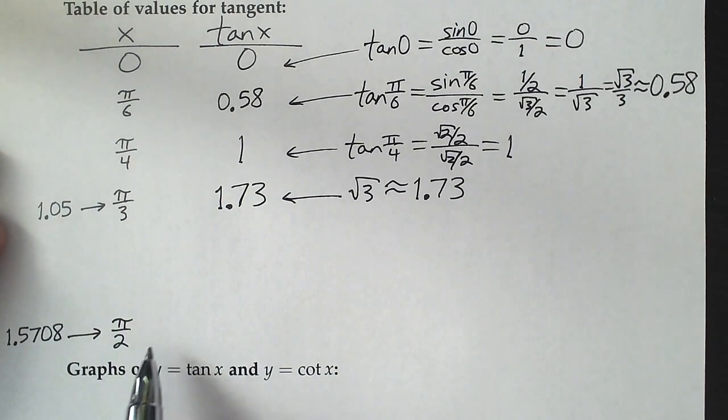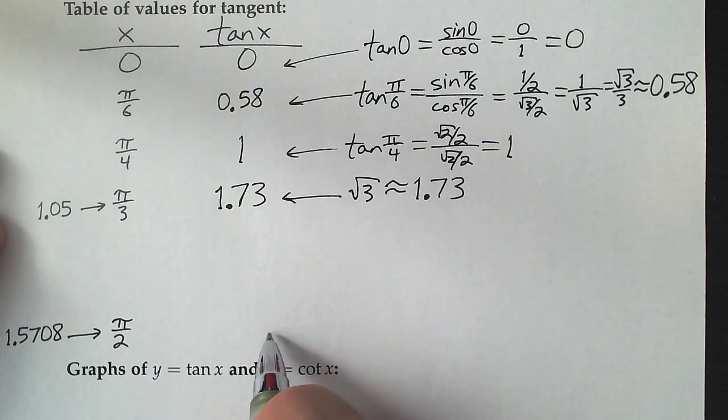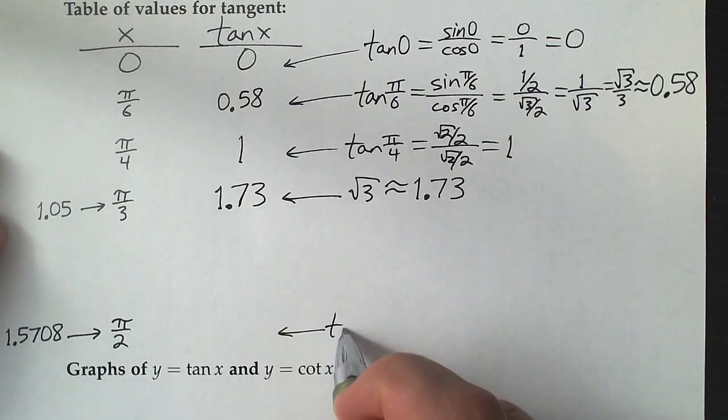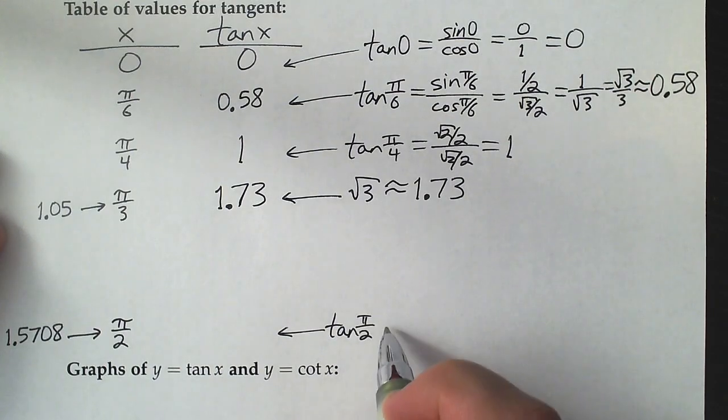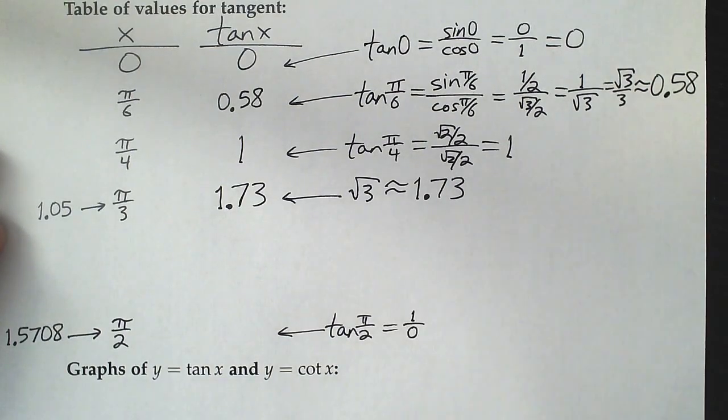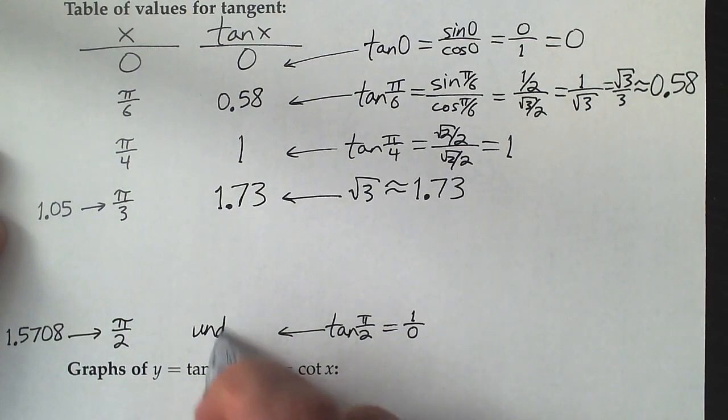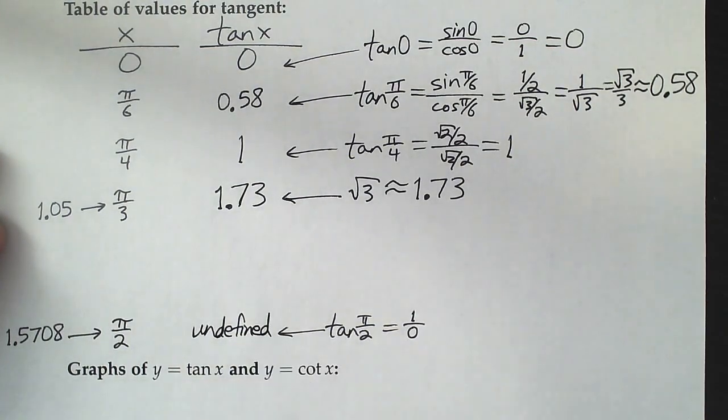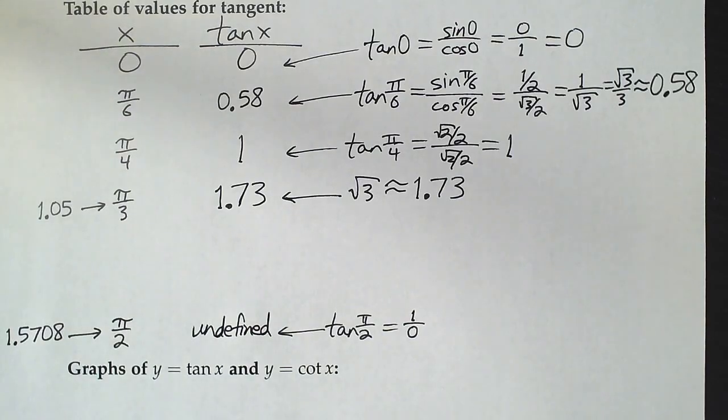If you try to find this one, you get 1 over 0. So 1 over 0 is undefined. So something is going on here with this graph, because sine and cosine didn't have any places where they were undefined. You might remember back in 2.2, I think at some point we talked about domain and range, and yeah, there are some places where tangent and cotangent can be undefined. This is one of them.